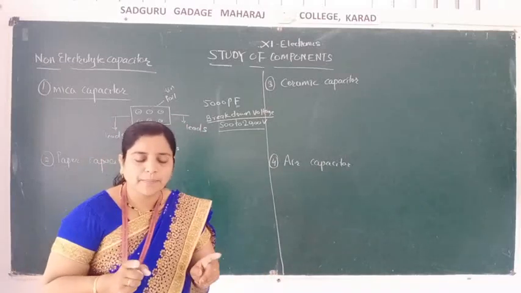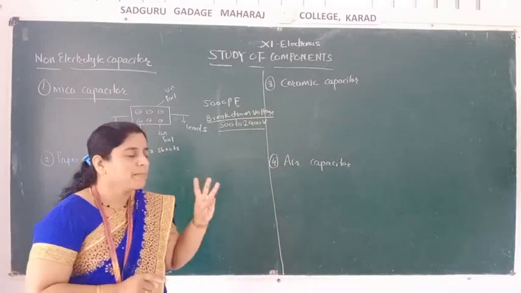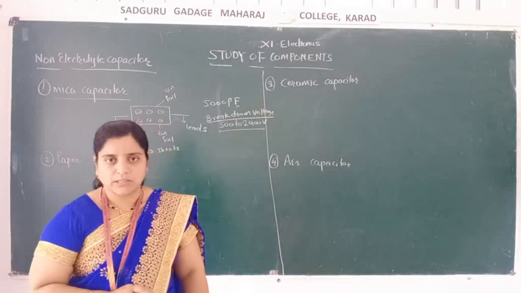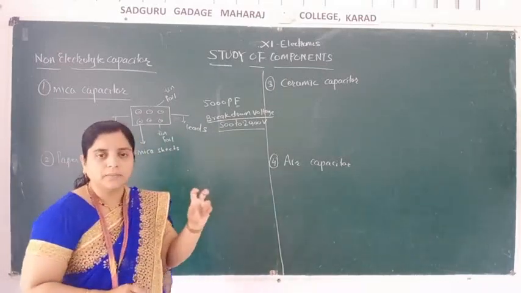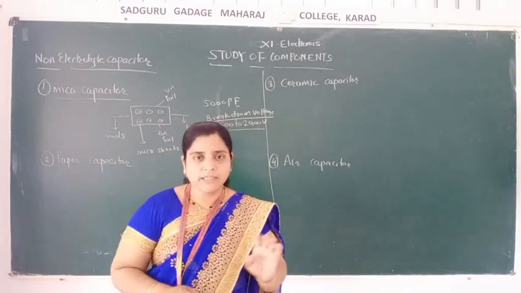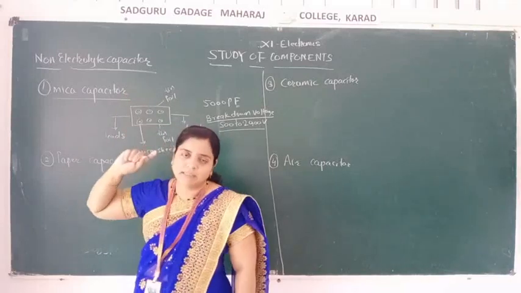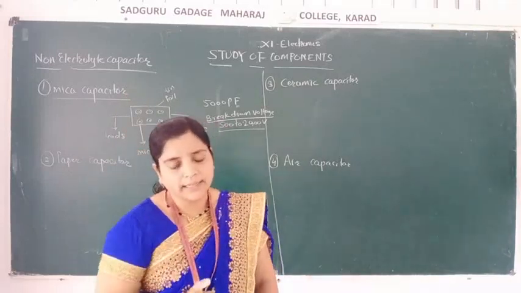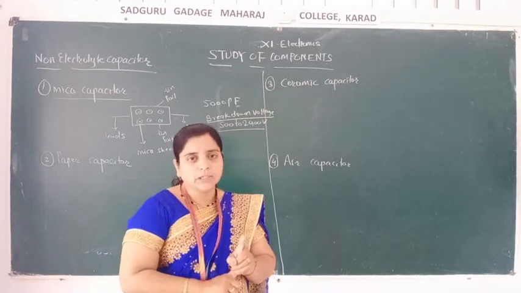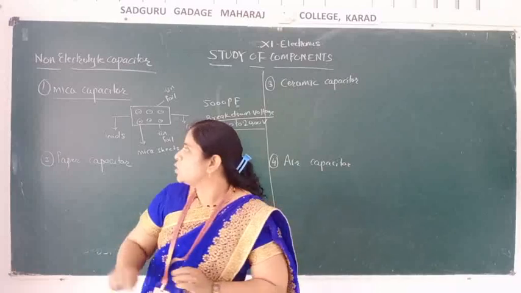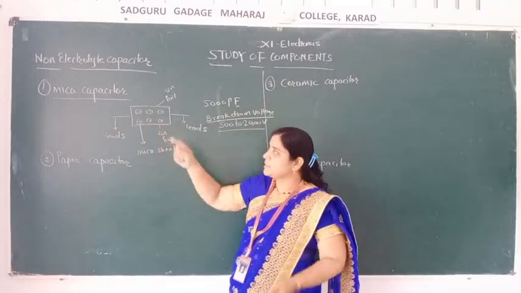The non-electrolyte capacitor has four types: the mica capacitor, paper capacitor, ceramic capacitor and air capacitor. One by one we will see their diagram, breakdown voltage and definition. To remember: a capacitor which does not have polarity is called a non-electrolyte capacitor. If the capacitor has polarity, it is called an electrolyte capacitor. The first type is the mica capacitor.